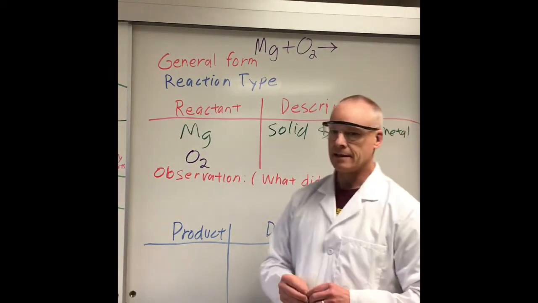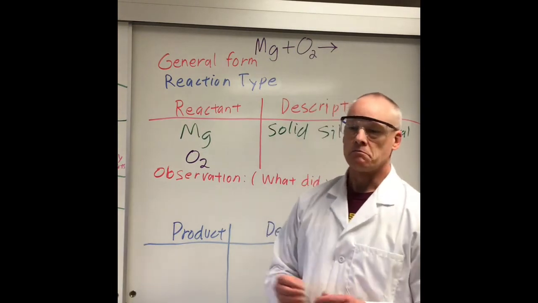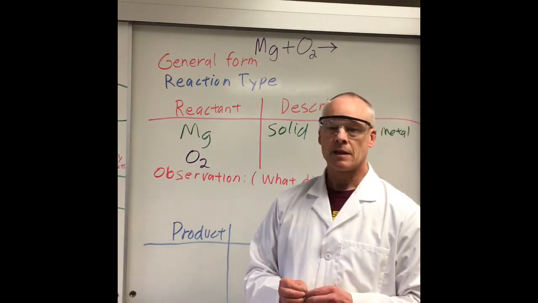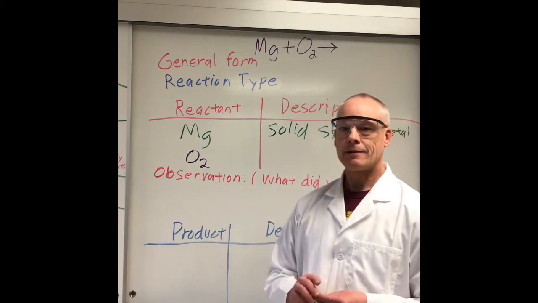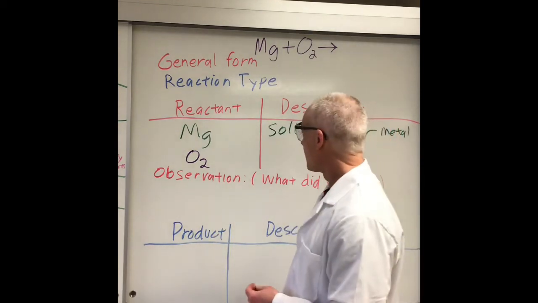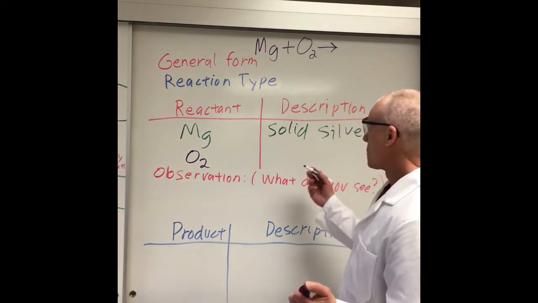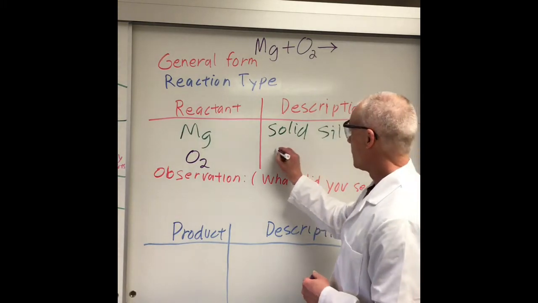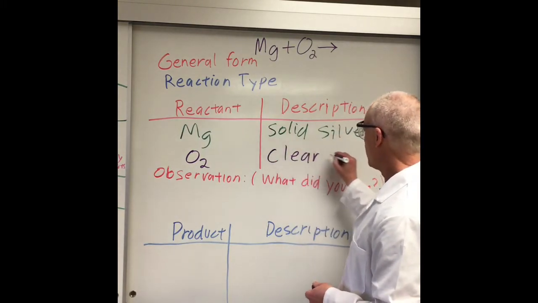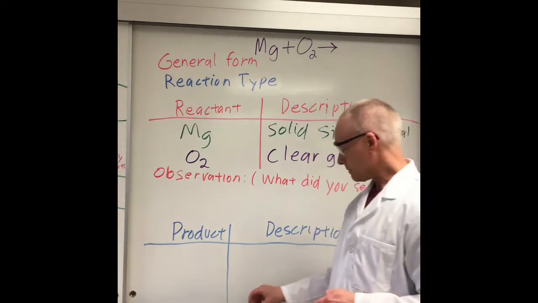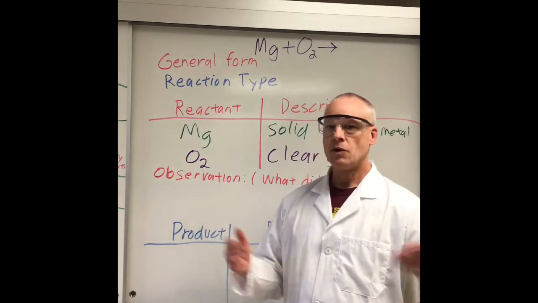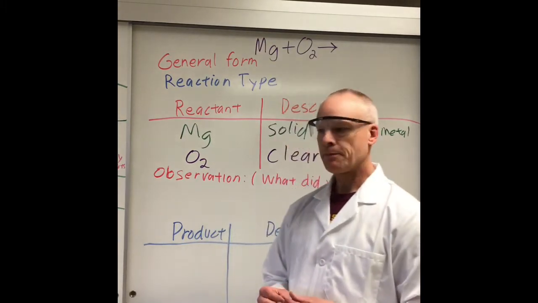Our second reactant is oxygen. Oxygen is in the air. About 19% of the air around us is oxygen. So we can call it whatever you want to call it. Maybe clear gas, transparent gas, invisible gas. You could use any of those. All of those are fine.